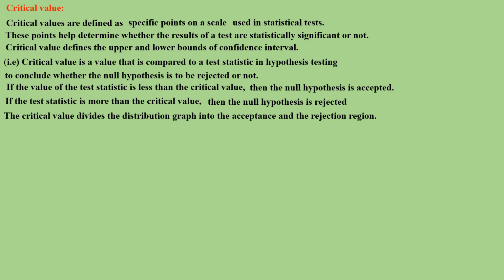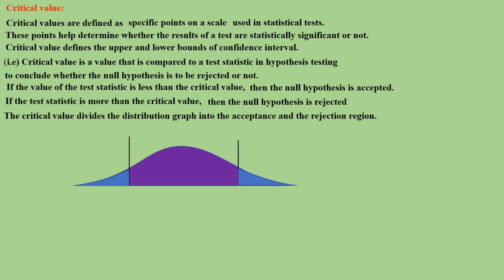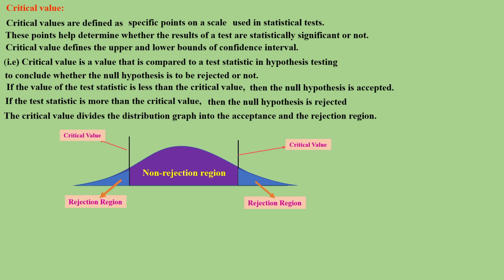The critical value divides the distribution graph into the acceptance and rejection regions, right. So this is the critical value, the line marked in black, with the non-rejection region and the rejection regions. These two are the critical values, that is what I told you. In the rejection region, on both sides, you reject H0. In the central non-rejection region, you accept H0.